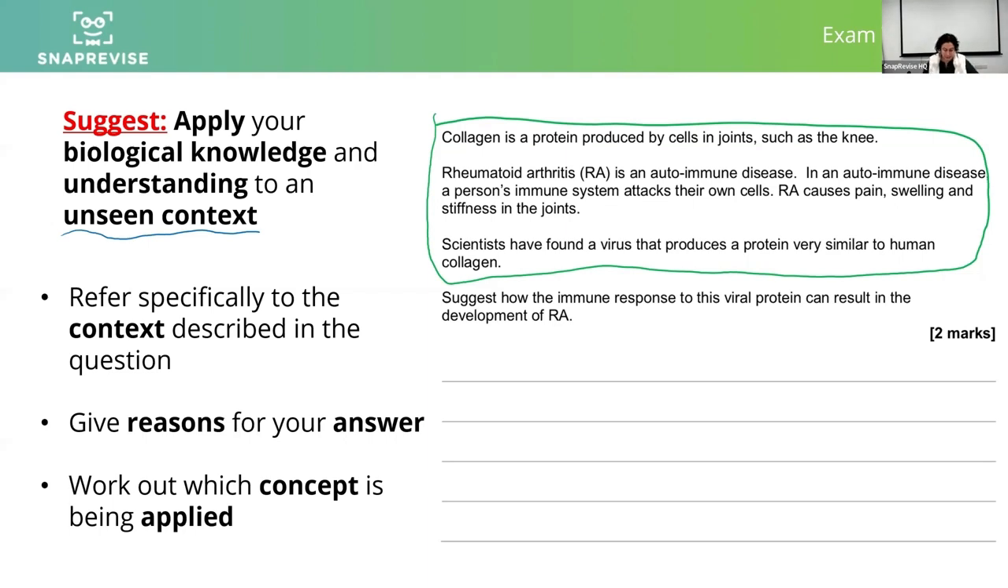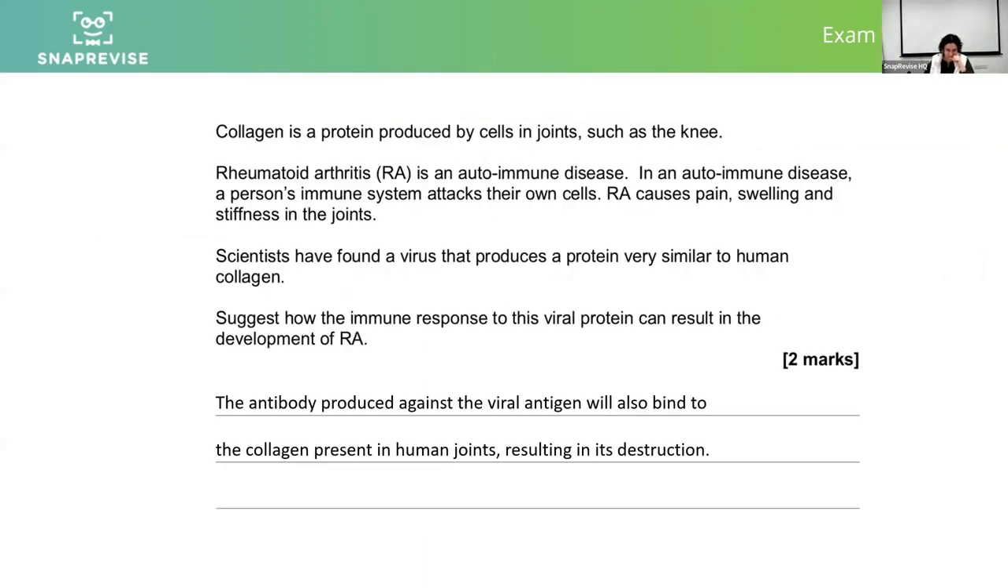So then let's look at our command word, which is of course the word suggest. And let's look at our direction, which is how the immune response to this viral protein can result in the development of rheumatoid arthritis. So let's look at the answer and see how the answer fits what we said.